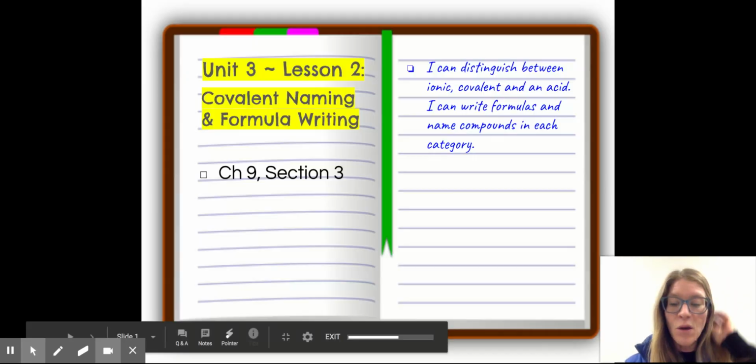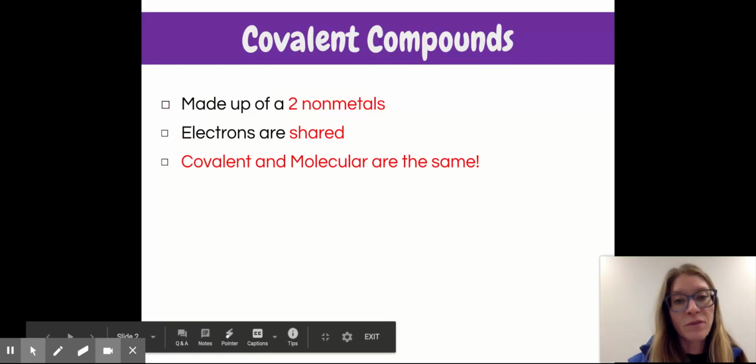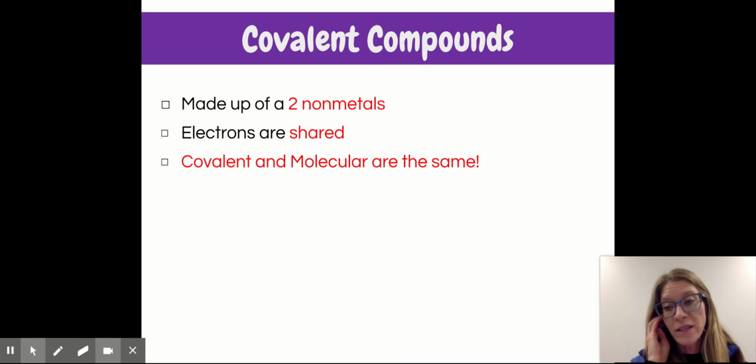All right, here we go. So covalent compounds, again, as a review, are made up of 2 nonmetals. So they are both going to come from the right side of the periodic table. In covalent compounds, electrons are shared. They are not transferred. So because they are shared, that is how 2 nonmetals can bond. So they don't have a positive and negative charge. They're just sharing those electrons.